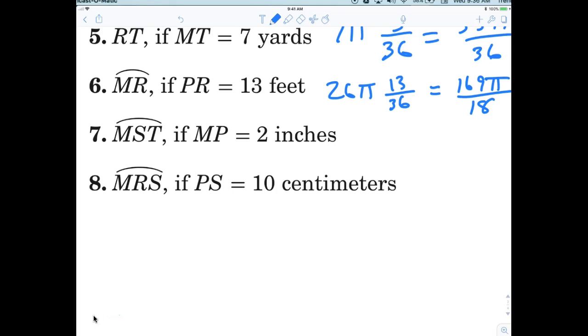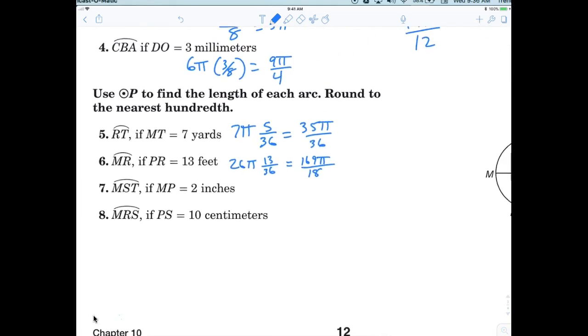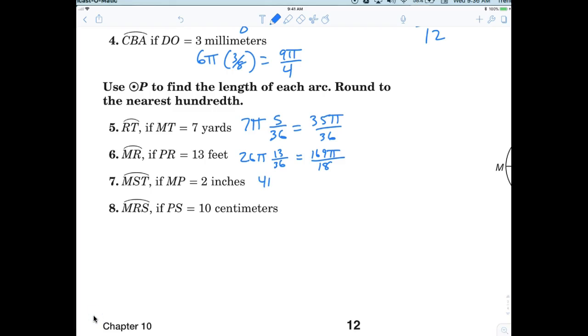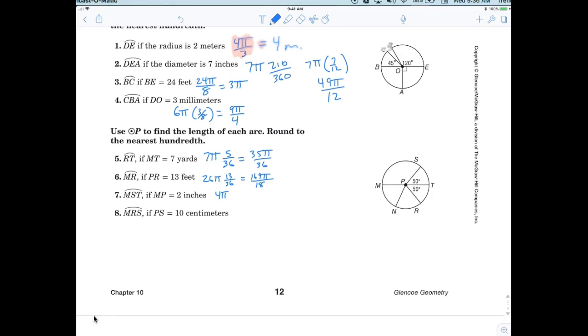All right, so MP, tell me what MP is. MP is a radius. So the circumference is 4 pi. And then MST, so the answer is just what?